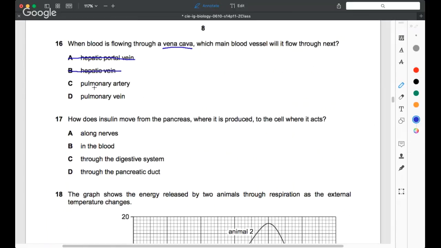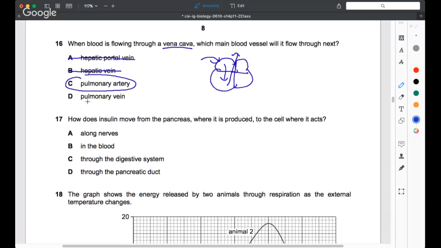The pulmonary artery. So if we think about our heart with 4 chambers, blood's coming in here from our vena cava, into our right atria, into our right ventricle. So it flows into here, and then it goes out this way, and this is going to the lungs through the pulmonary artery. So this is actually the correct answer. C is our correct answer.